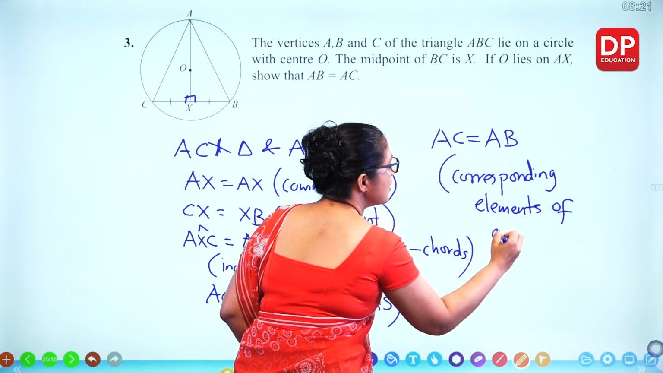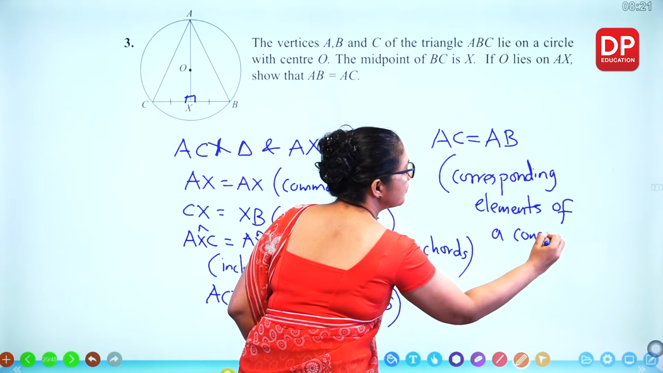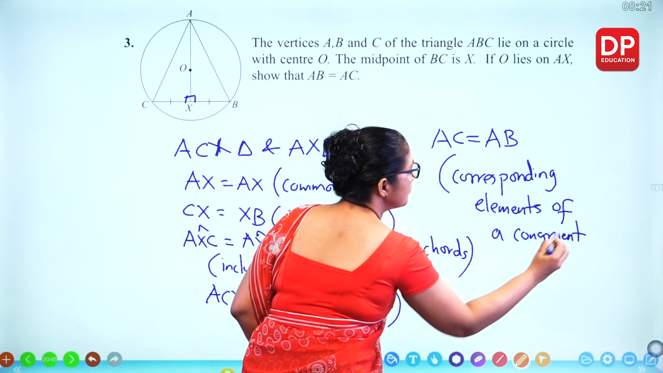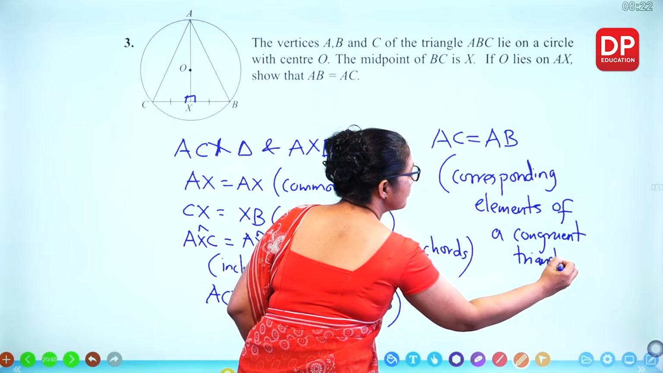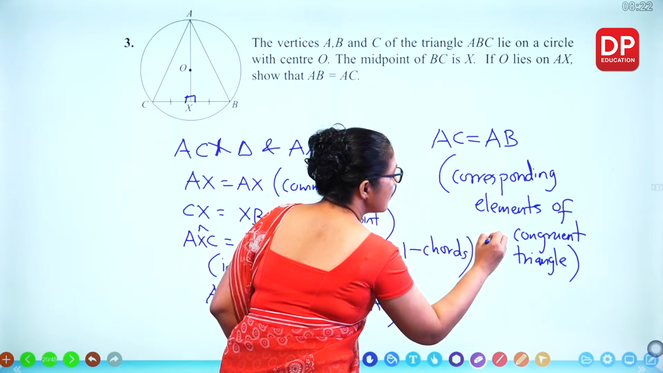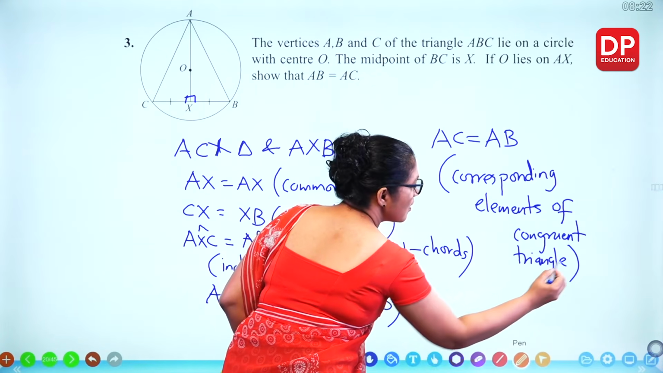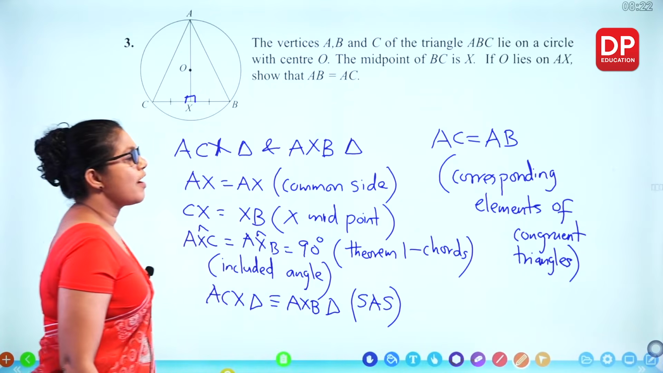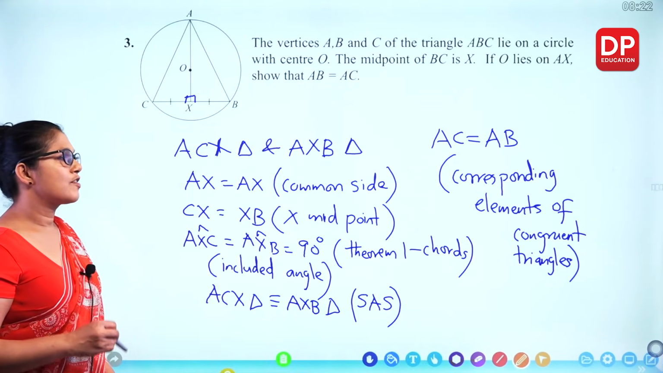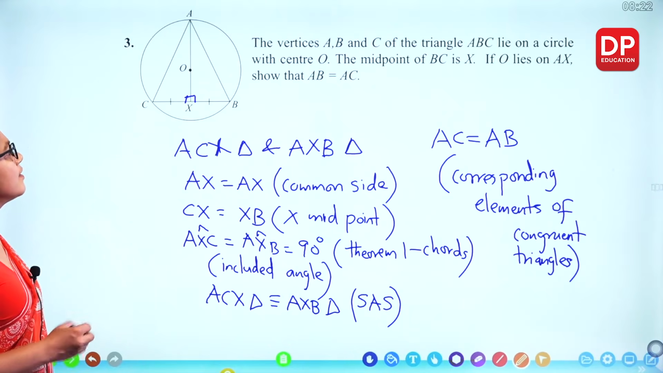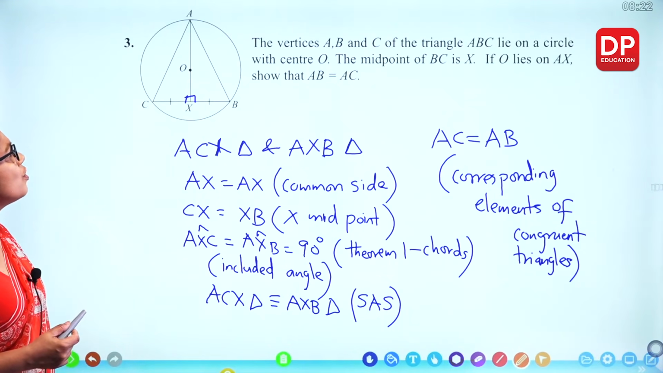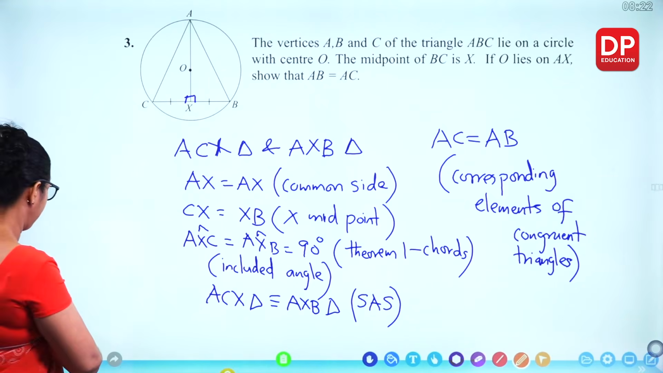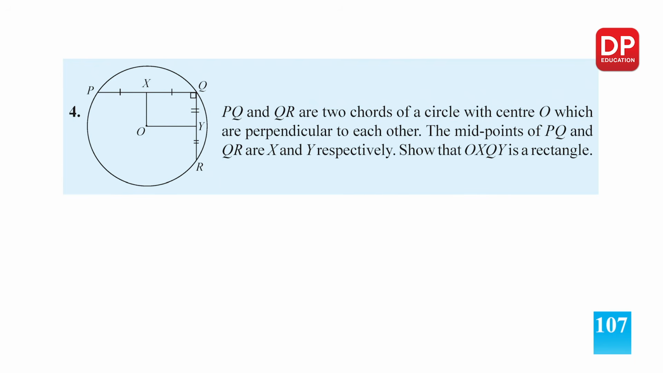of congruent triangles. So the reason is corresponding elements of congruent triangles. So we prove that AB is equal to AC. Now we'll see the fourth question.